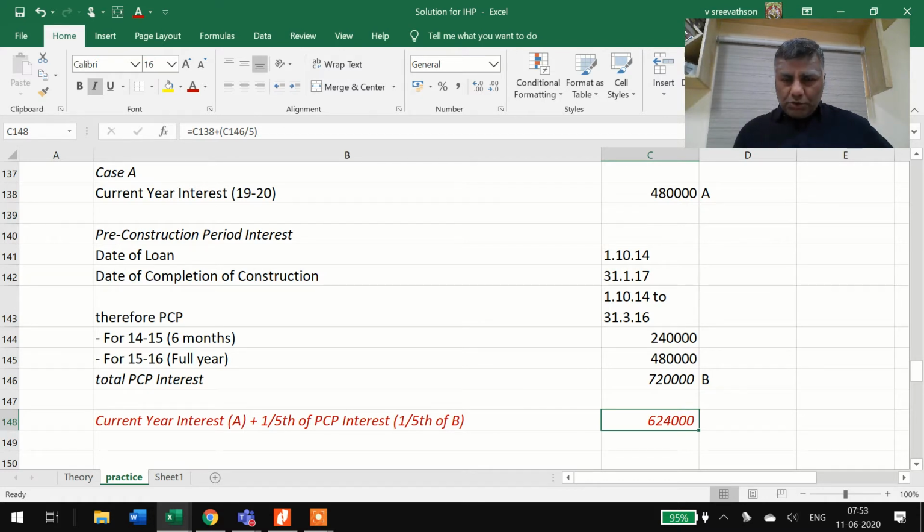Any doubts? Sir, so in PCP interest we can claim only 1/5? You can claim over 5 years. I am giving the entire 720, but not in 1 year. If I gave it in one year, 720 plus 480, the interest in 1 year would be 12 lakhs, which is not possible. So they say the entire 720 I will give, but not in 1 installment, in 5 installments. You claim 1/5 every year.